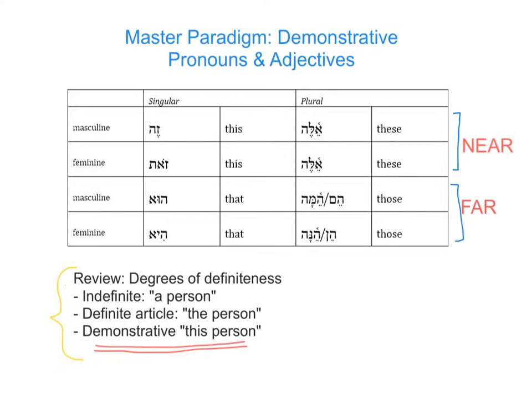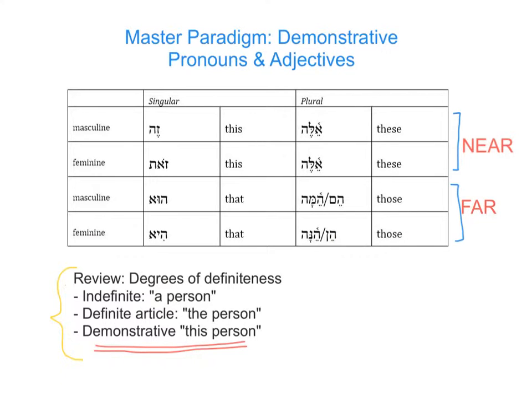If you're addressing something that's far away from you, you'd say that man or those men or that person or those people, whatever it may be. So this lower half of the table here is all of those what we'll call far demonstratives, that or those.